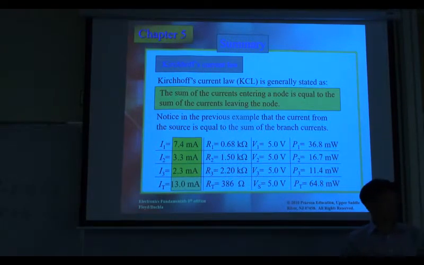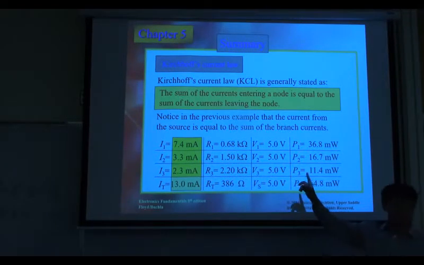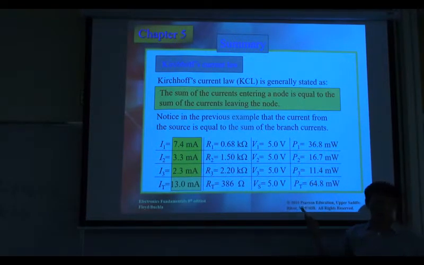We apply KVL to a what? Again, if I let you fill in the blanks: we apply KVL, Kirchhoff's voltage law, to a loop. To a loop. We apply KCL to a node, not to a loop, to a node. So as we said, for a simple parallel circuit, we have 2 nodes. In this example, we have the top one and the bottom one.